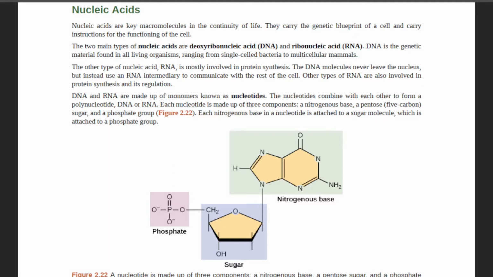DNA and RNA are made up of monomers known as nucleotides. The nucleotides combine with each other to form a polynucleotide, DNA or RNA. Each nucleotide is made up of three components: a nitrogenous base, a pentose or 5-carbon sugar, and a phosphate group. Each nitrogenous base in a nucleotide is attached to a sugar molecule, which is attached to a phosphate group. Figure 2.22. A nucleotide is made up of three components: a nitrogenous base, a pentose sugar, and a phosphate group.